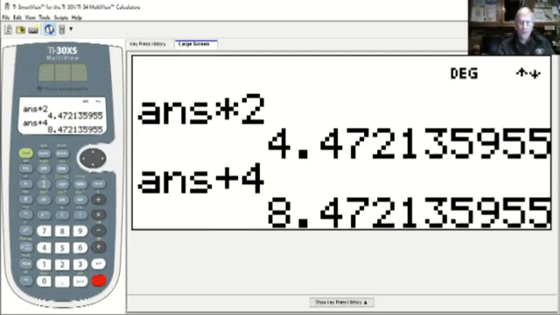You notice I got 8.4721359. So I'm going to make that a 0.472136. Okay, so in my calculator now, I'm going to divide those two answers that I obtained.